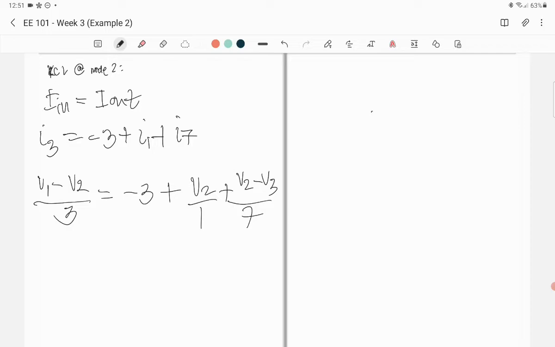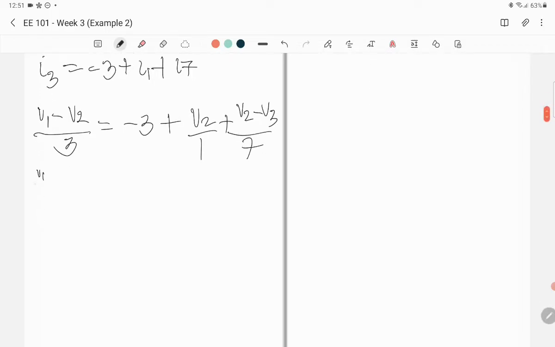So in this equation, we can notice that there is only one term for V1, but we have three terms for V2. So we have here V1 over 3, minus V2 over 3, then we also have minus V2, and minus V2 over 7. Then we will reflect the V3, so that's going to be V3 over 7 is equal to negative 3. So this is your second equation.